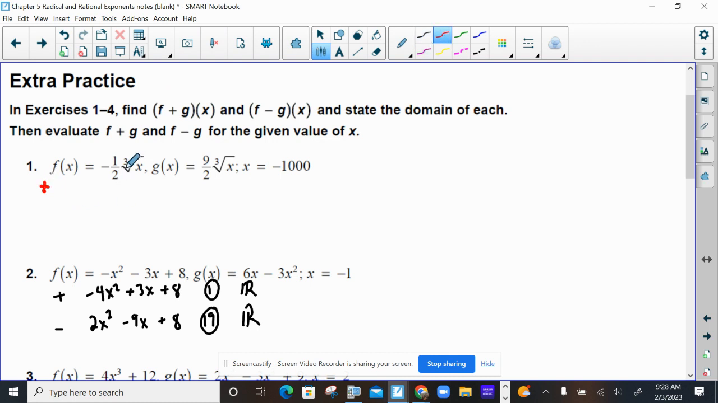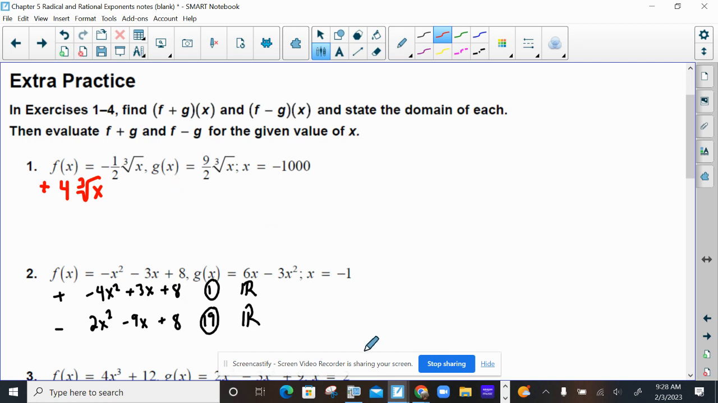So here's my addition. I'm going to add this and this. These are like terms. They're both x's raised to 1/3. That's what cube root means. So I can take negative 1/2 and add it to a 9/2. And again, if you need a calculator for that, you can use a calculator. But I am hoping that everyone understands it's really going to be 8/2, which is 4. Okay, so when you add this and this, you're left with a 4, and it stays the cube root of x. Okay, so that's the answer for the sum.